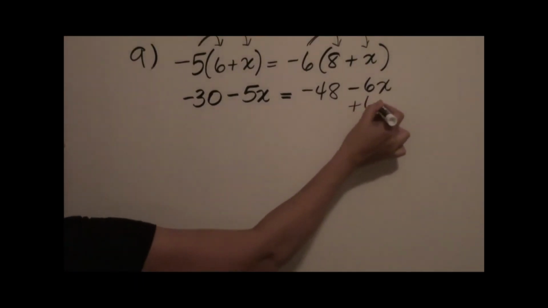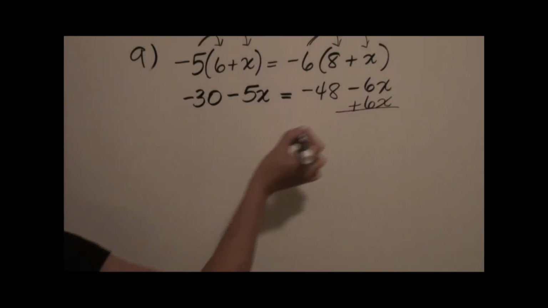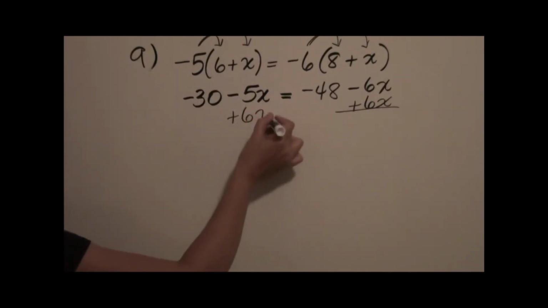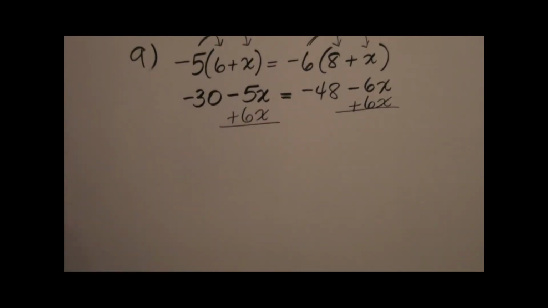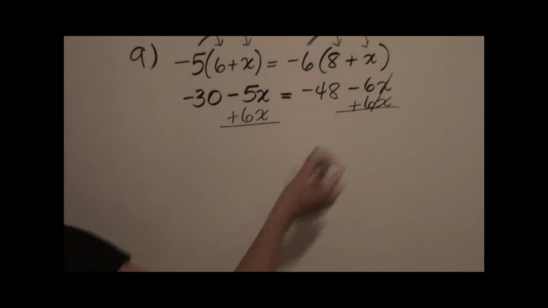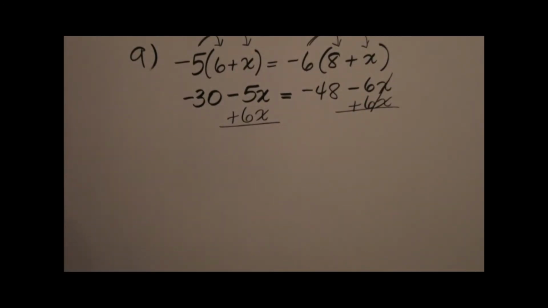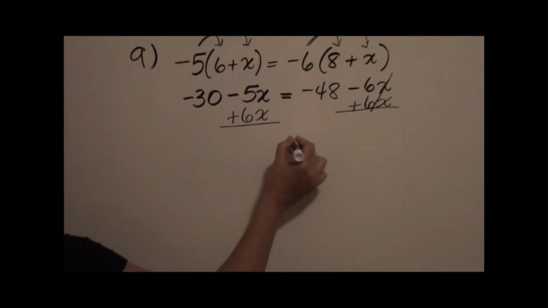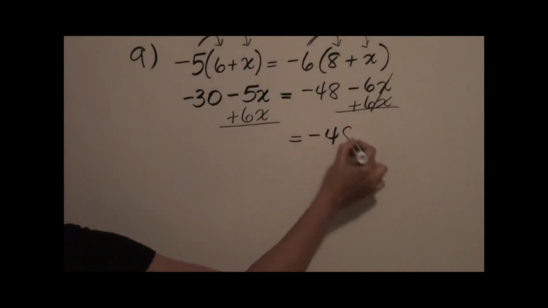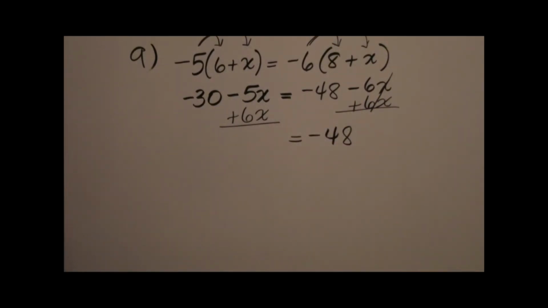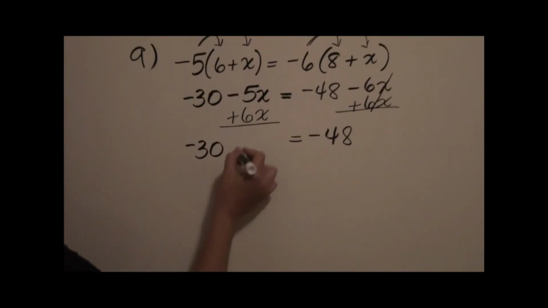I'm going to add 6x to the right side and add 6x to the left side. Negative 6x plus 6x gives me 0, so those cancel out. I'm left with negative 48 on the right side. On the left side I have negative 30. Haven't done anything with that yet. Negative 5x plus 6x gives me positive 1x. I don't write the coefficient of 1. You can if it helps you.